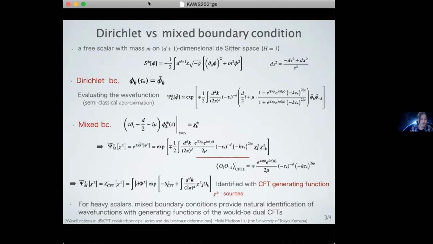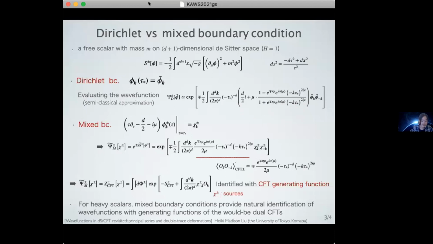And to derive that result, we studied a theory of a free scalar with mass m on d+1 dimensional de Sitter space with two different kinds of boundary conditions. First, we considered the Dirichlet boundary condition on its future boundary, which is usually used in the context of the inflationary universe, and it corresponds to the in-in calculation formalism. If we evaluate the wave function by semi-classical approximation, we obtain the result here, and we can see that the coefficient has a very complicated form.